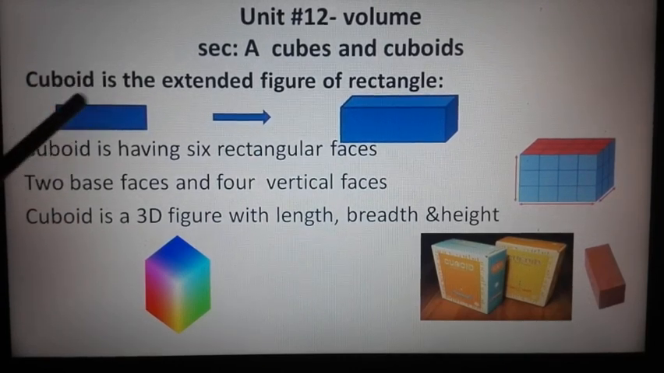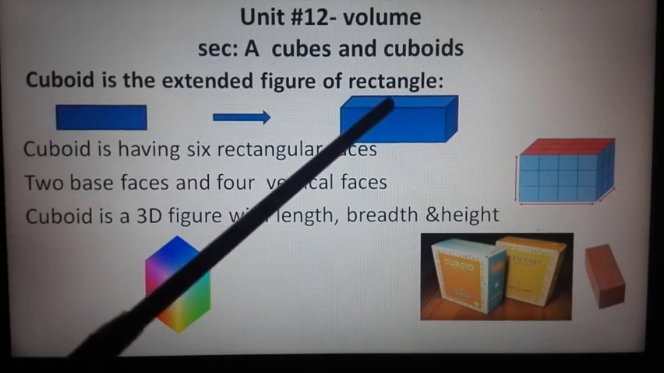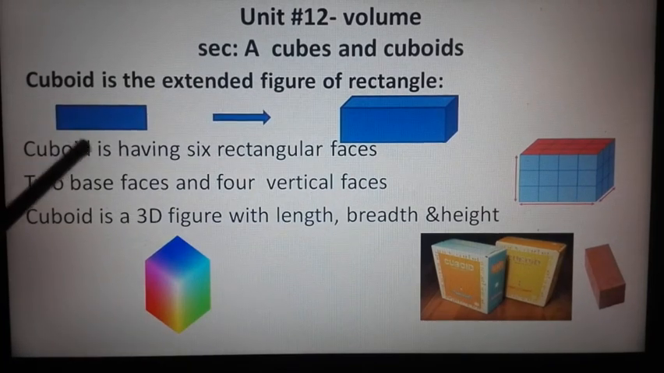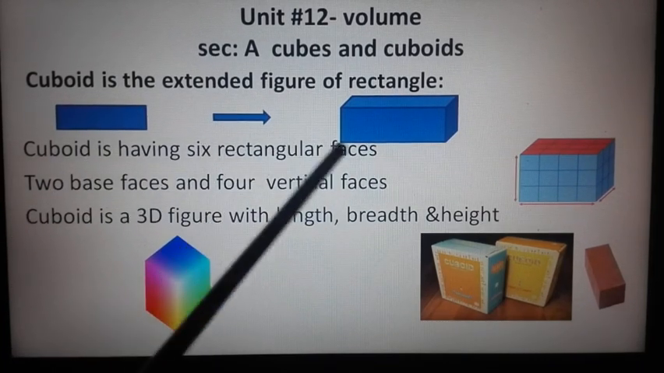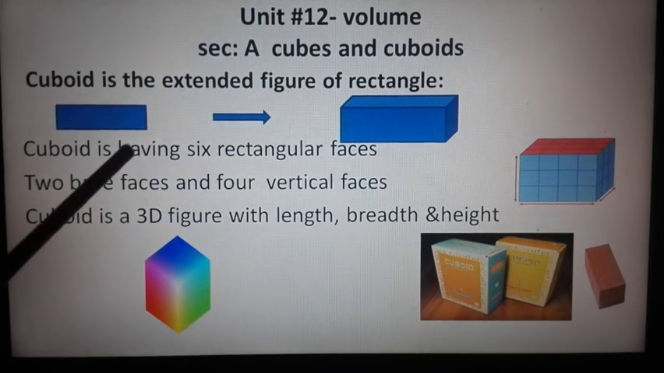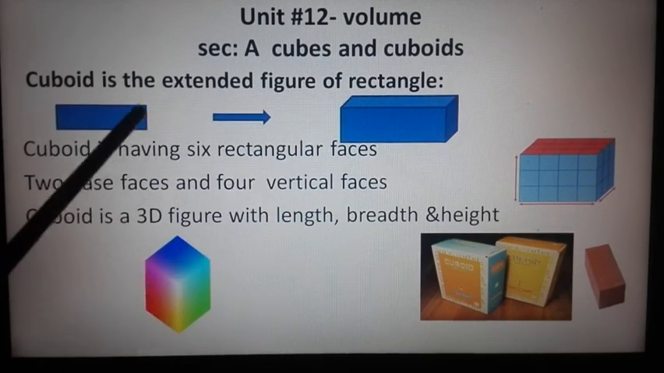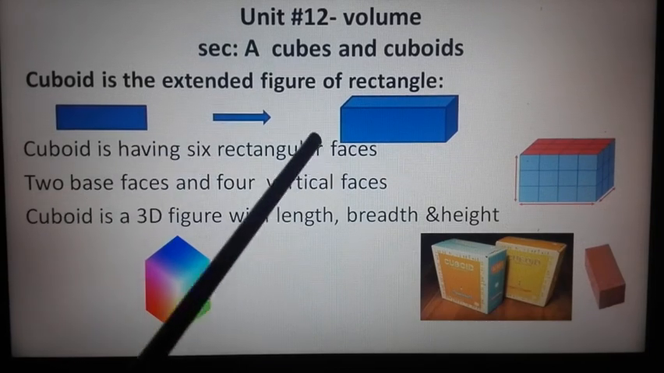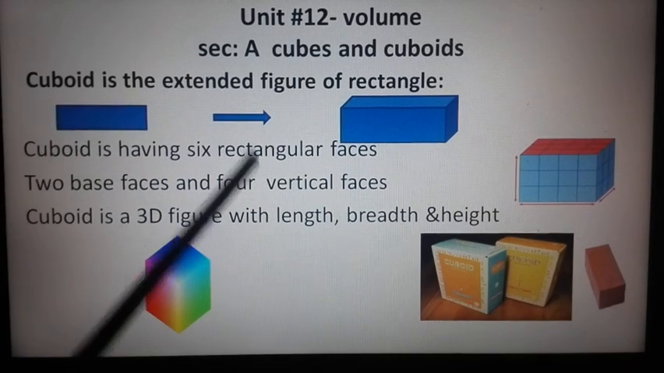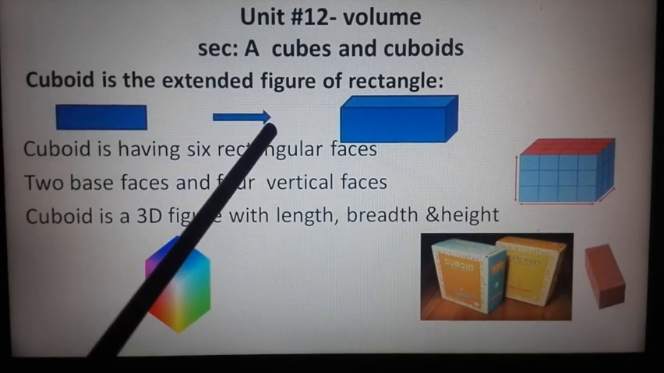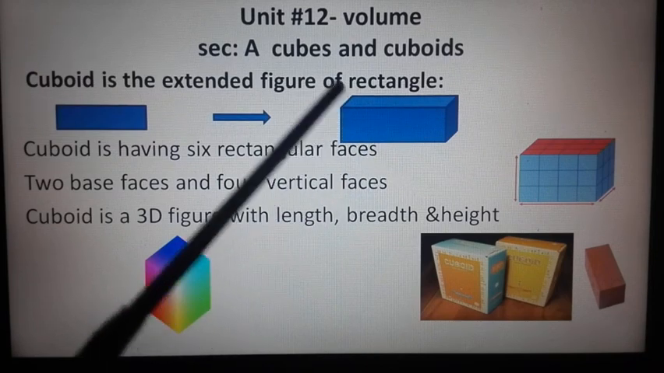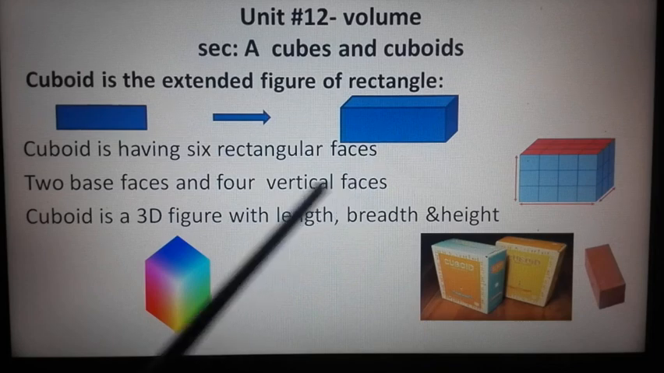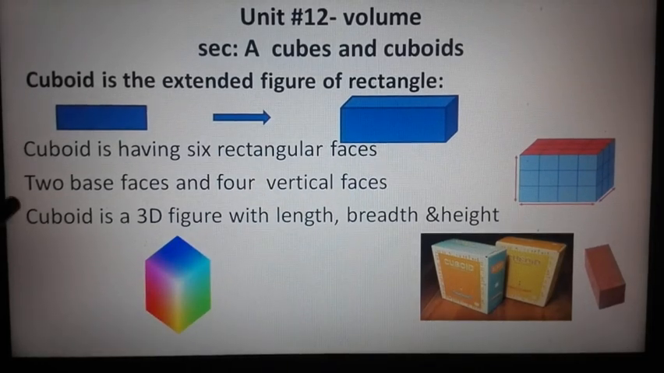When you extend the faces of this rectangle, you are going to get the cuboid here. Cuboid also has 6 rectangular faces. Here, a cube is also a cuboid, since cubes also have 6 faces. A cuboid has at least 4 rectangular faces. Here it is showing all 6 faces are rectangular. So, 2 bases and 4 vertical faces.